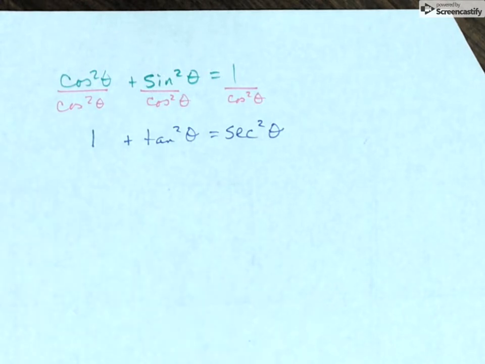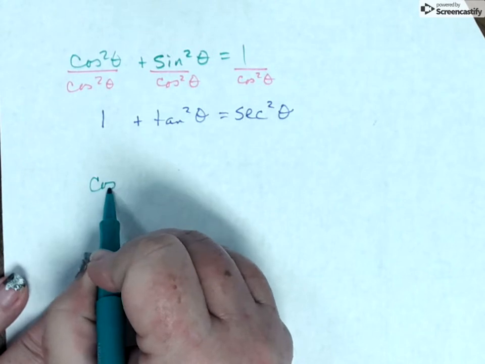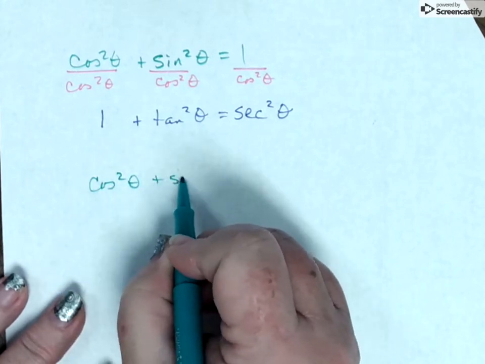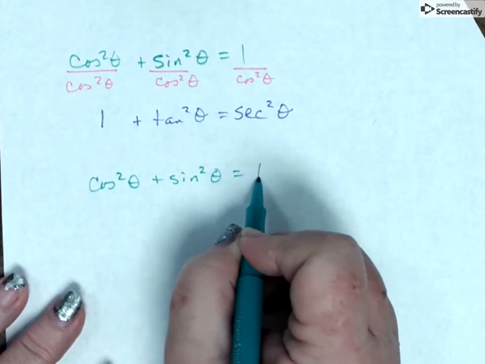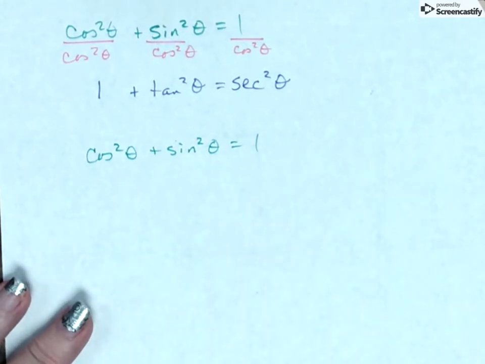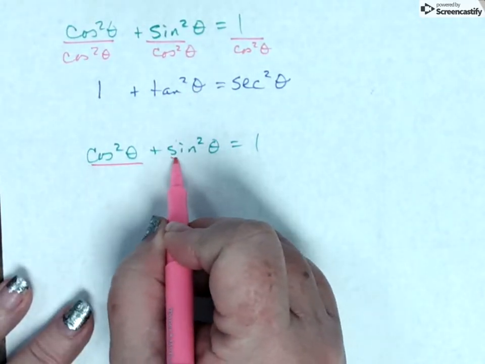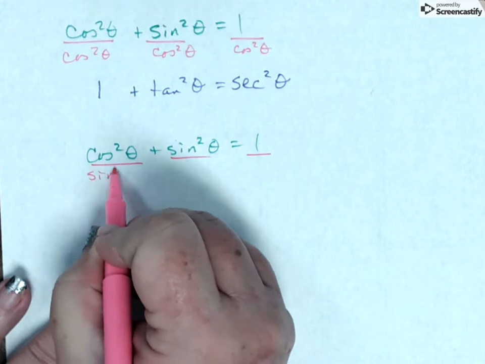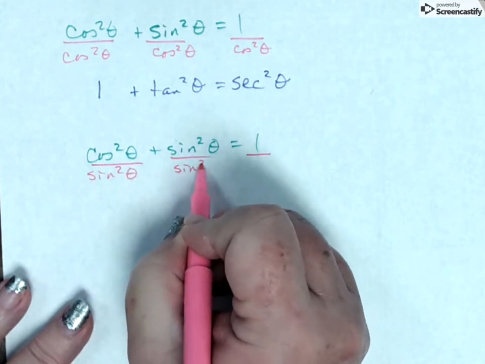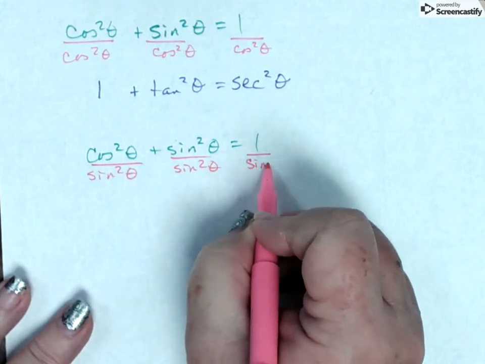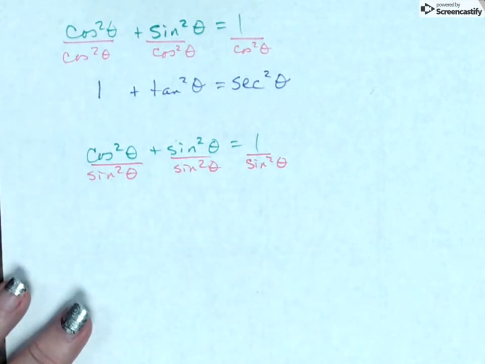So what if I had started back with my original again? Cosine squared theta plus sine squared theta equals 1. And now I'm going to go through and divide everything by sine squared theta. All three parts, dividing by sine squared theta. Well, what would I get?